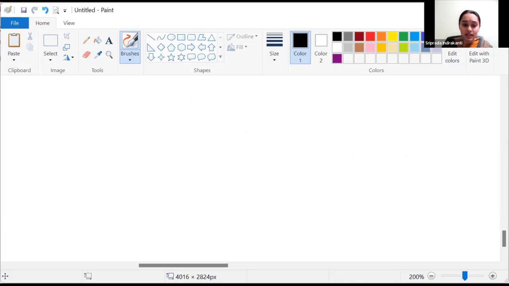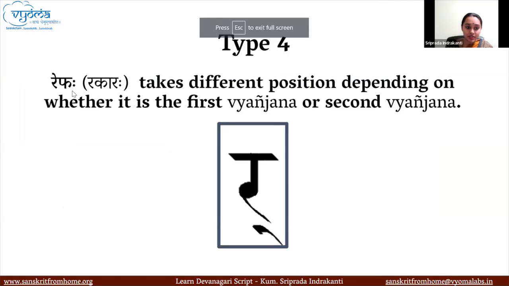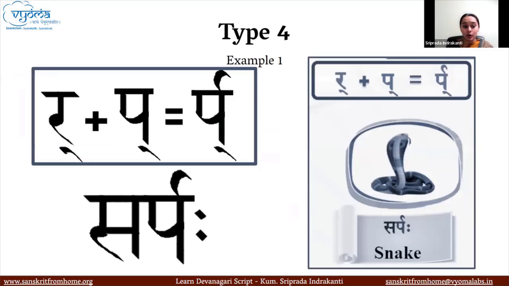Now we look back at the slides. Sahyam is completed. We have type 4, which is the rephaha. So the rephaha is just a way of saying ra, the rakaraha. It takes different positions depending on whether it is the first vyanjana or the second vyanjana. So please listen to this part carefully. It takes different positions depending on if it is the first one, like r plus k, or if it is k plus r. We'll be looking at both the types now.